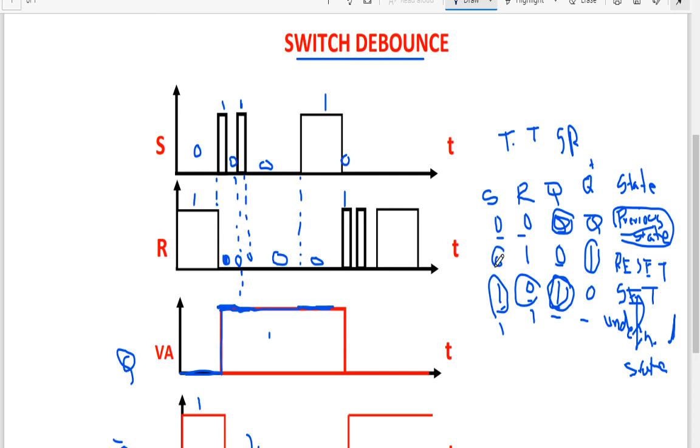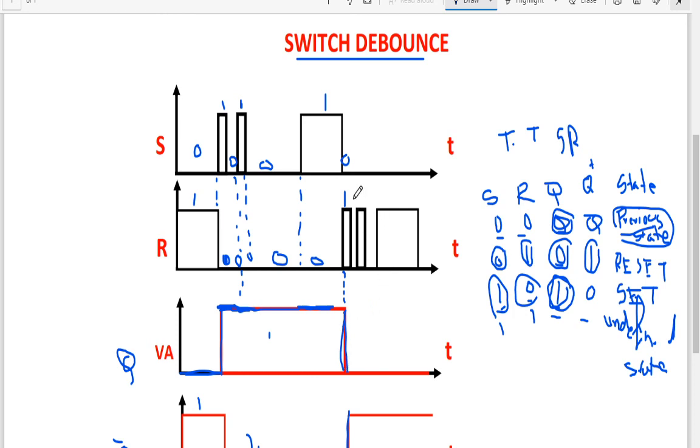So when S is 0 and R is 1, what is the value of Q? The value of Q is 0. So here you can see, when the value of R changes from 0 to 1 and the value of S changes from 1 to 0, there is a fall in the value of Q. Suddenly it becomes 0, and now Q bar will be 1, because Q bar is the complement of Q. So Q bar value will rise and Q value will go down.